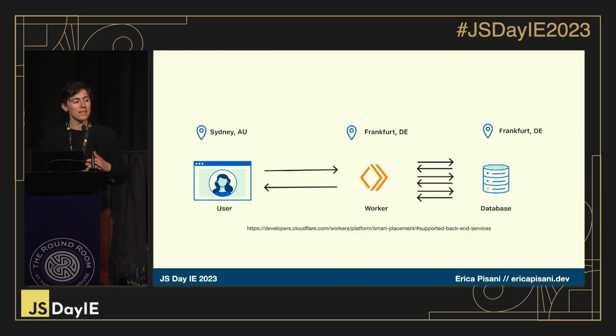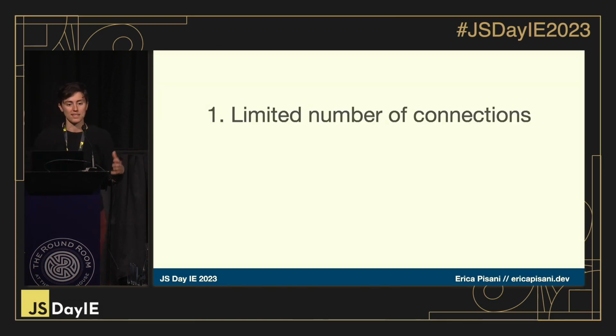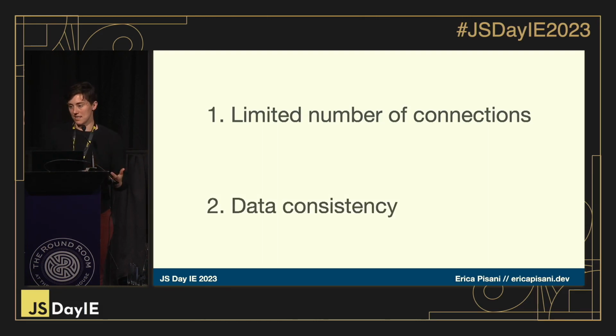And historically, there's been a couple of challenges with doing that. The first is the limited number of connections available on a database. How do you ensure that when you've got hundreds of thousands of edge functions and serverless functions spinning up, the database has enough connections that it doesn't fall over? And then the other bit to this is data consistency. If you update data in one area of the world, how do you ensure that edge locations in other areas of the world have their data invalidated and updated in a timely manner?